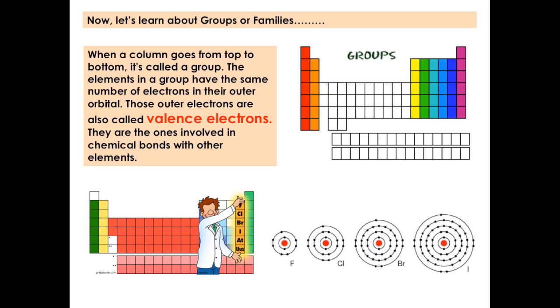The example that you can see now is the halogen group. In here, fluorine, chlorine, bromine, and iodine. All of them with different numbers of electrons, but if you look at the very end, in the outermost energy level, there is only one electron. And those are the valence electrons.